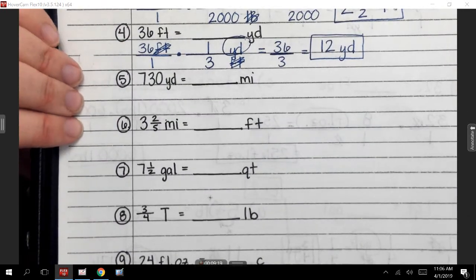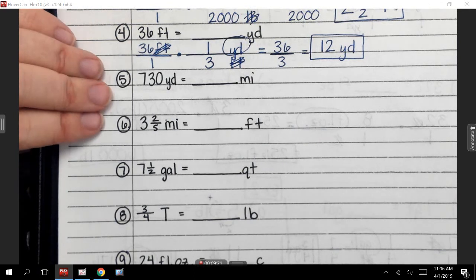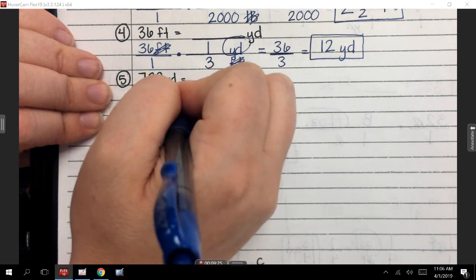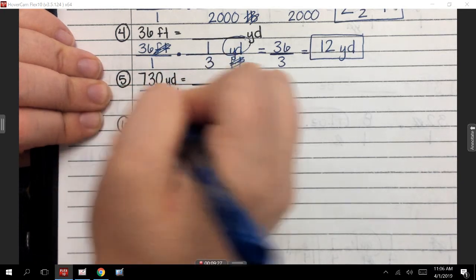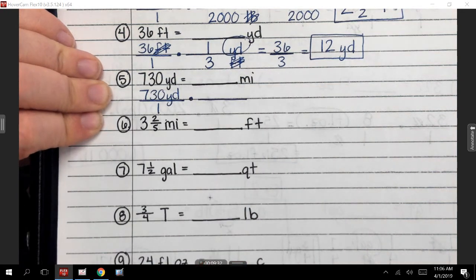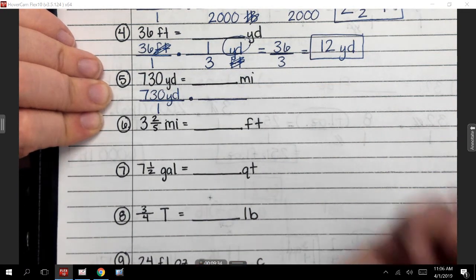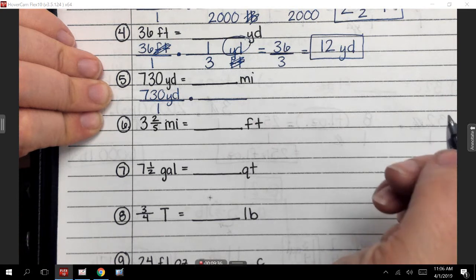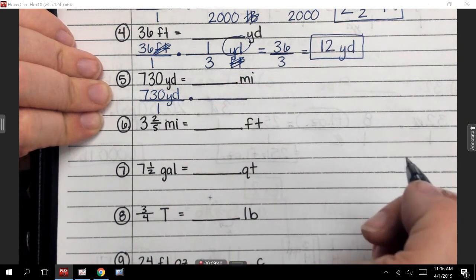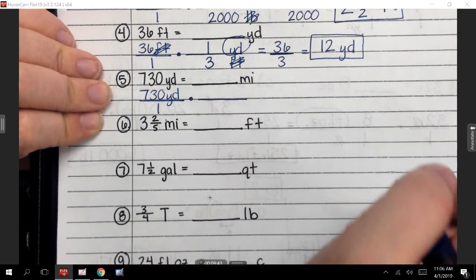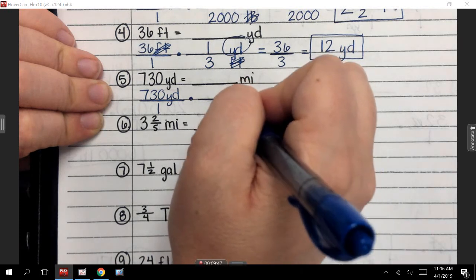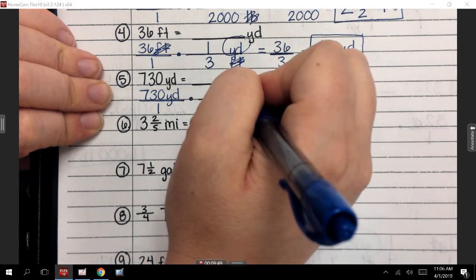Set up my first fraction for me. Alana? 730 yards over 1 times what measurement is going to go in my second fraction, Carlos? Miles is 1 and yards is 1,000. Right. Tell me where to put the measurement first, and then we'll do the numbers. Yards on the bottom and miles. Yards on the bottom, miles on the top.